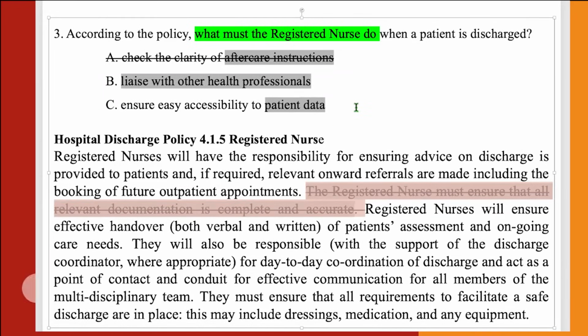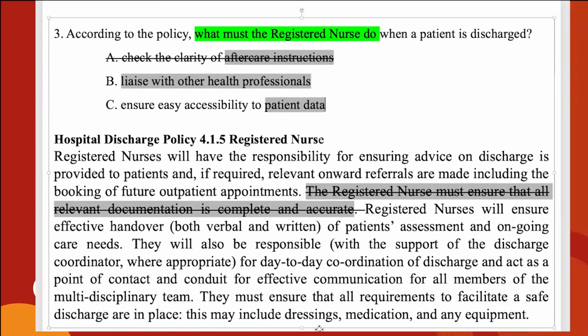Okay, and accessibility to patient data. Last line, Father. They must ensure that all requirements to facilitate a safe discharge are in place. This may include dressings, medication, and any equipment. Is it patient data? Dressings, no. Medication, no. Equipment? No, Father. The whole text doesn't speak anything about patient data. This is not given in the text.